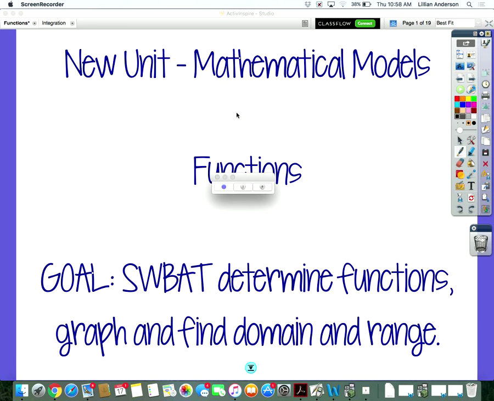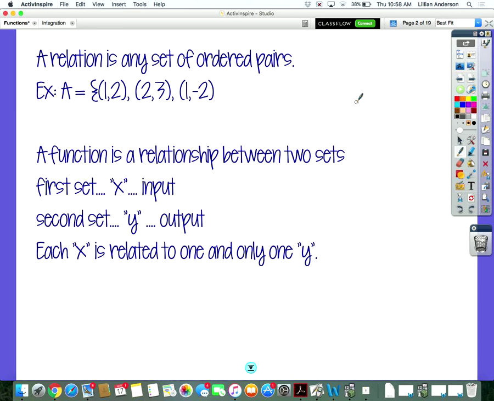But we're talking about functions today, and you got to be able to determine what is a function, how to graph different functions, as well as determine domains and ranges. So, to start off, a relation. Hopefully you guys remember that a relation is a set of any ordered pairs, okay? So, there's an example up there for you. A equals curly bracket, that's what represents a set. And then you have the ordered pairs within that set. And then in curly bracket, okay?